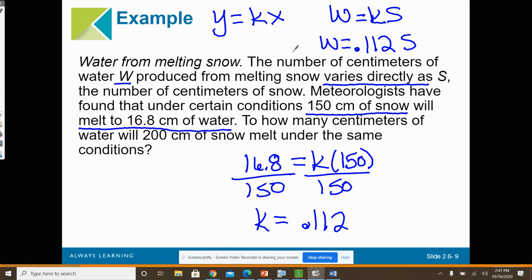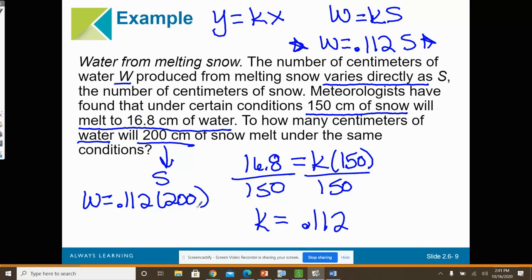Variation constant, new equation. Now, as I continue to read, they're going to ask me to do something with my new equation. How many centimeters of water does 200 centimeters of snow melt to? So now that I know what the relationship is, I can plug that 200 in for S and find out how much water it will be. So the water is going to be 0.112 times 200, and you're looking at 22.4. How much water was it? Centimeters of water.